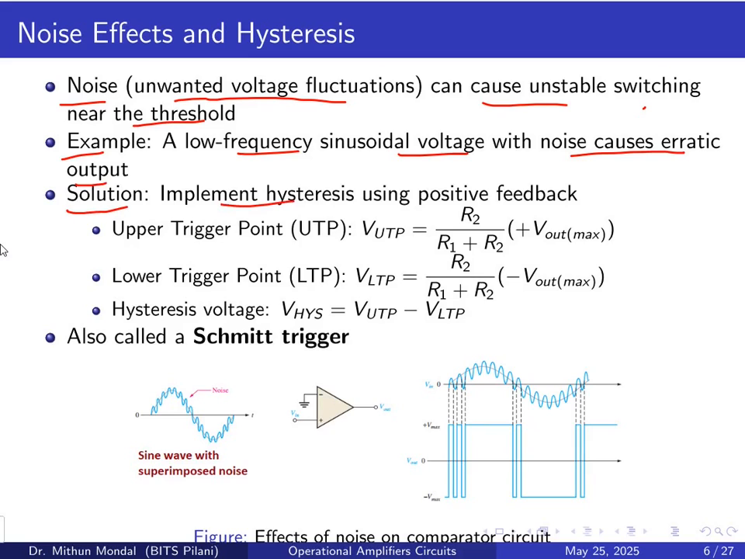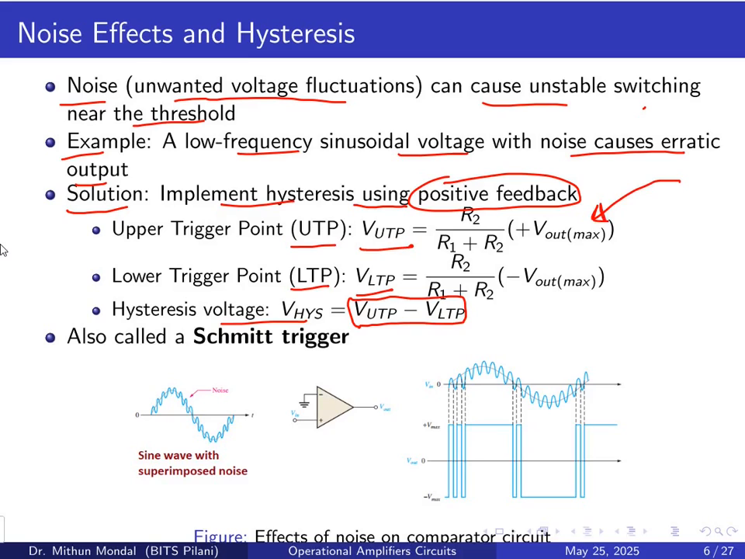The solution is to implement hysteresis using positive feedback. You can compute the upper trigger point and lower trigger point, and then the hysteresis voltage is the difference between the upper trigger point and the lower trigger point voltages. How do you compute the voltages of the upper trigger point and lower trigger point?